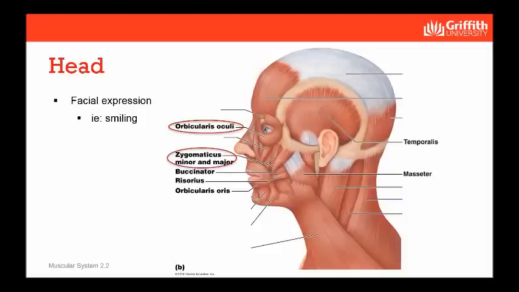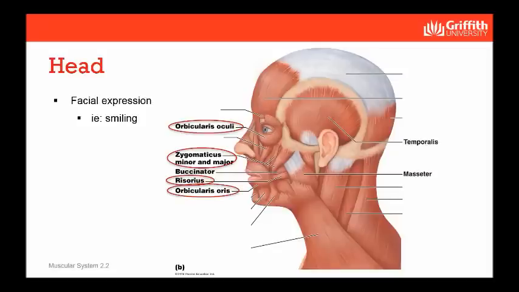Zygomaticus major and minor are a pair of muscles extending diagonally from the zygomatic bone, or the cheekbone, to the corner of the mouth. Zygomaticus raises the corners of the mouth so we can smile. It is also innervated by the facial nerve. Risorius lies inferior to zygomaticus, arising from the fascia associated with the masseter, and inserting at the angle of the mouth. Risorius is the synergist of zygomaticus, as it draws the corner of the lip laterally and assists with smiling.